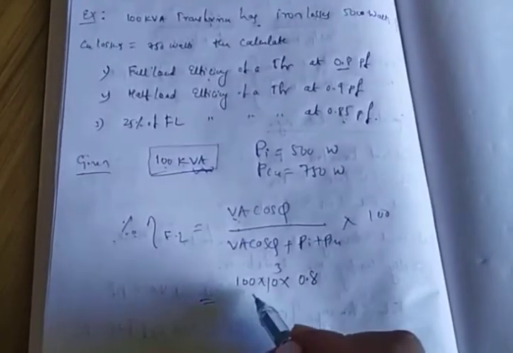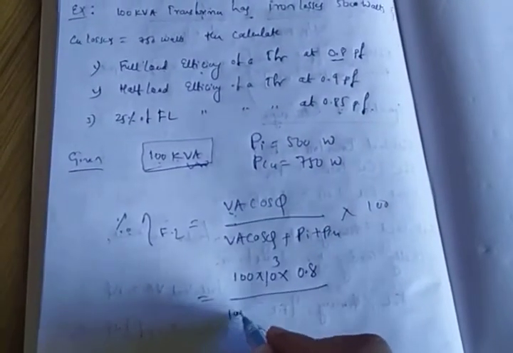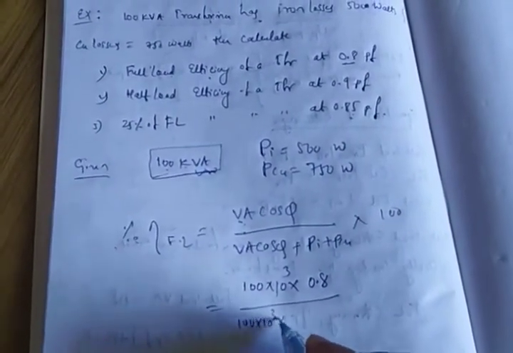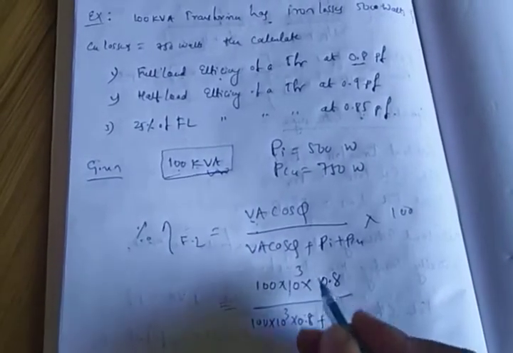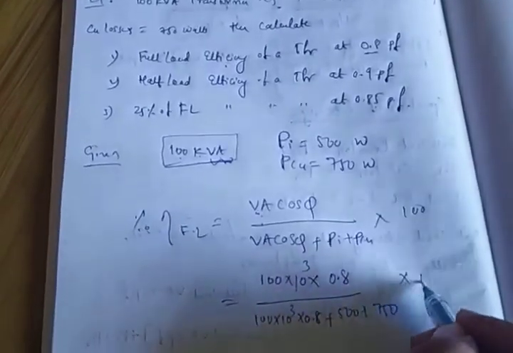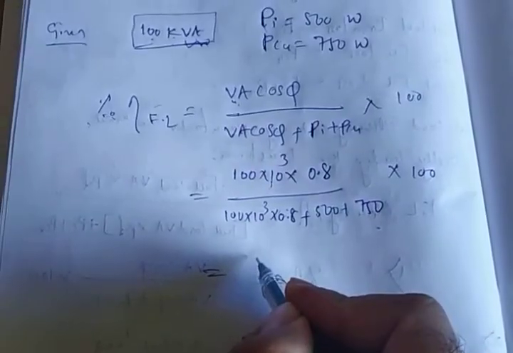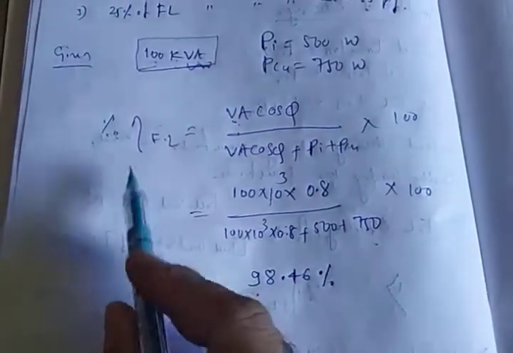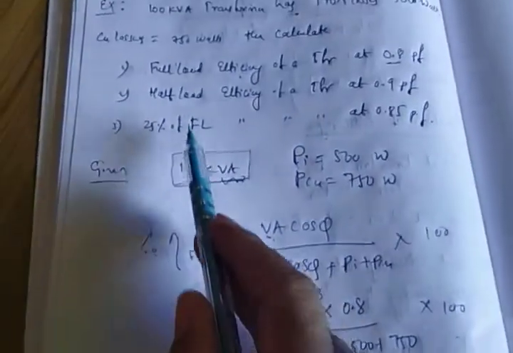So divided by VA cos phi, same as that of the numerator, so 100 into 10 to the power 3 into 0.8 plus PI is given 500 watts plus PCU is given 750 watts into 100. So the answer you will get is 98.46% efficiency at full load condition. Similarly, the second bit is calculate the efficiency at half load.